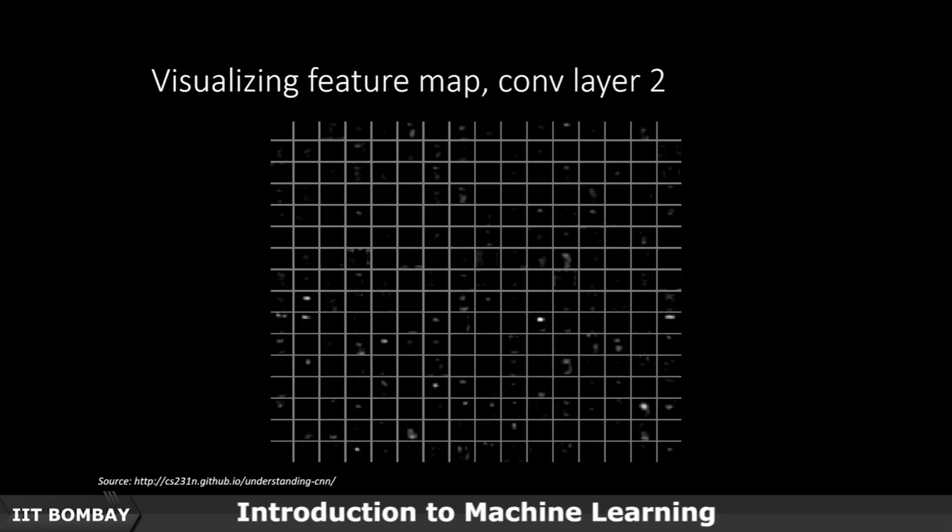So the response becomes more and more localized, as opposed to continuous edge detection, because now we are detecting combinations of features, combinations of edges, which could be corners, and they are very spatially localized in one part of the image. After that, if we go to convolution layer 3 and 4, then the feature maps are very difficult to interpret.